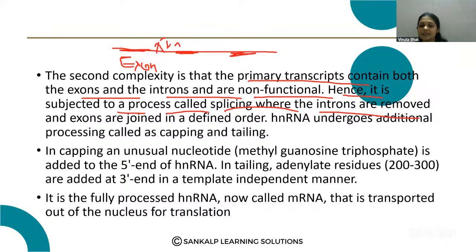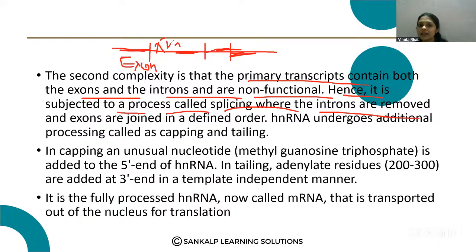In this synthesized RNA there are exons and introns. So what are these exons and introns? Here, introns are non-coding regions, which are not involved in the protein synthesis. These introns are not involved in protein synthesis.